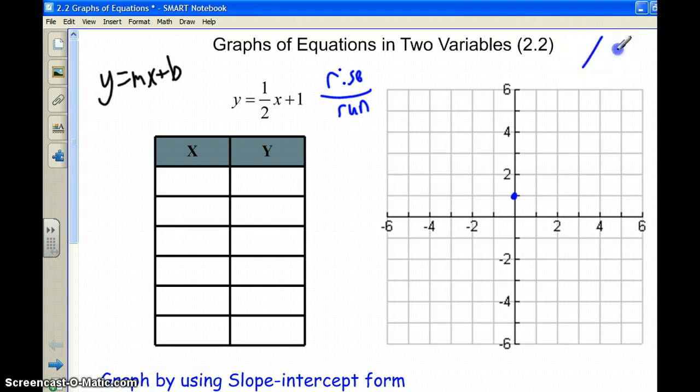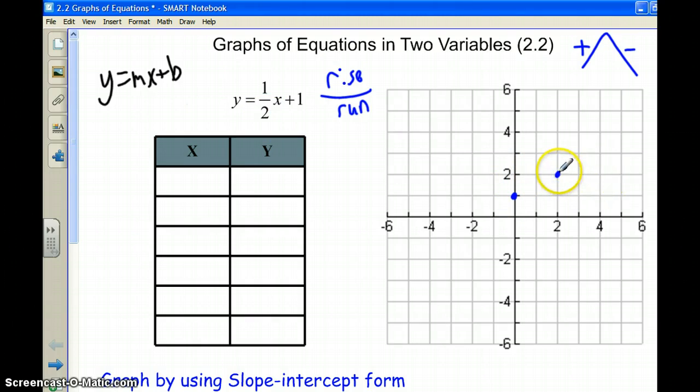Another thing about slope, slope is positive when it's slanting in this direction and negative when it's slanting in this direction. This is a positive number, so slope is going to have to slant like walking up the hill. It's going to slant this direction. So I'm going to go up 1 over 2 and make a point.